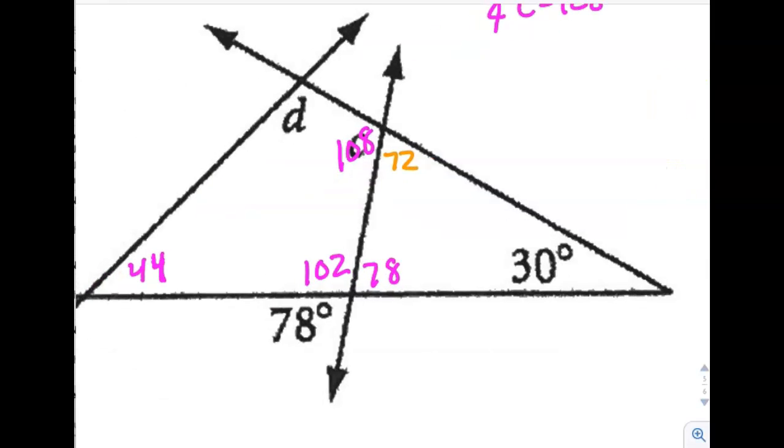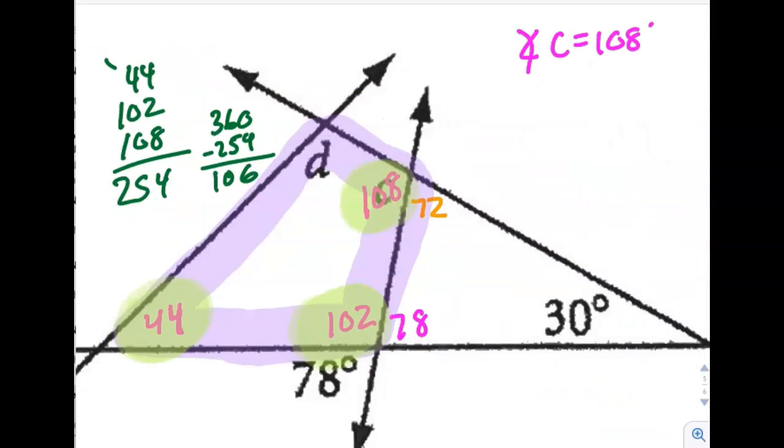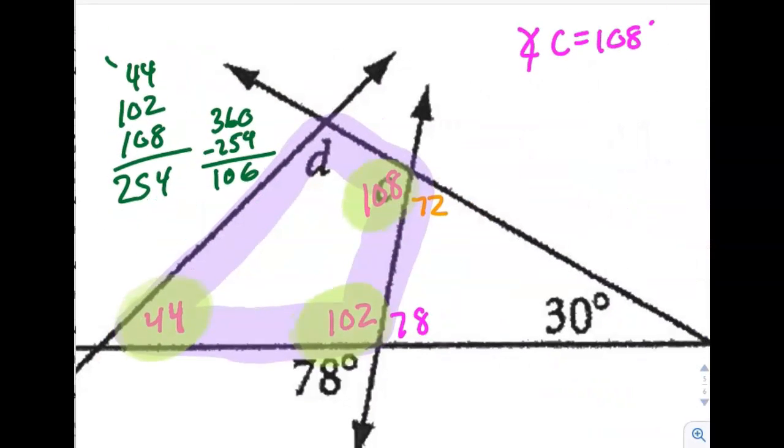And now D is part of a quadrilateral. So this four-sided shape here adds up to 360. And I know all 3 other angles. 360 minus this, and minus this will give you D. If you add up the angles that I got in the quadrilateral, it's 44, 102, 108. That gives you 254. Take that away from 360 and you get 106 for D.